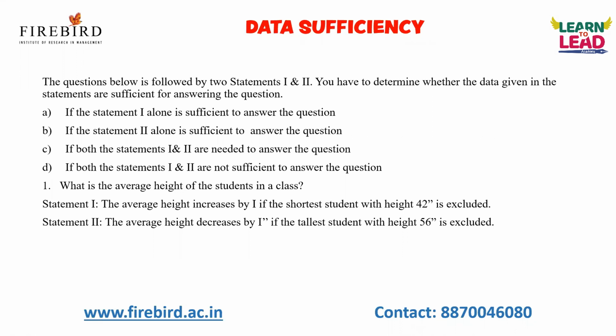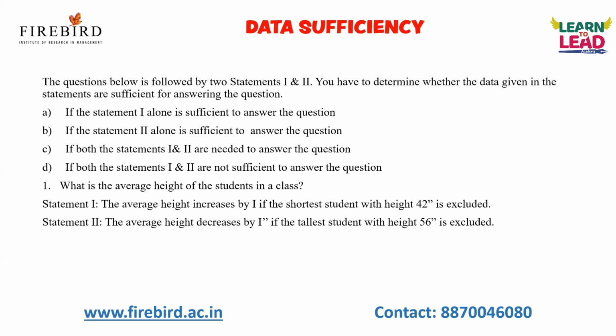Read the introduction. Before starting with your data sufficiency part, you should go through the introduction part. The question below is followed by two statements, 1 and 2. You have to determine whether the data given in the statements are sufficient for answering the question. If statement 1 alone is sufficient to answer the question, choose option A. You should choose option B if statement 2 alone is sufficient to answer the question. Your answer should be C if both the statements are required to answer the question. If both statements 1 and 2 are not sufficient to answer the question, you should choose the answer as option D.